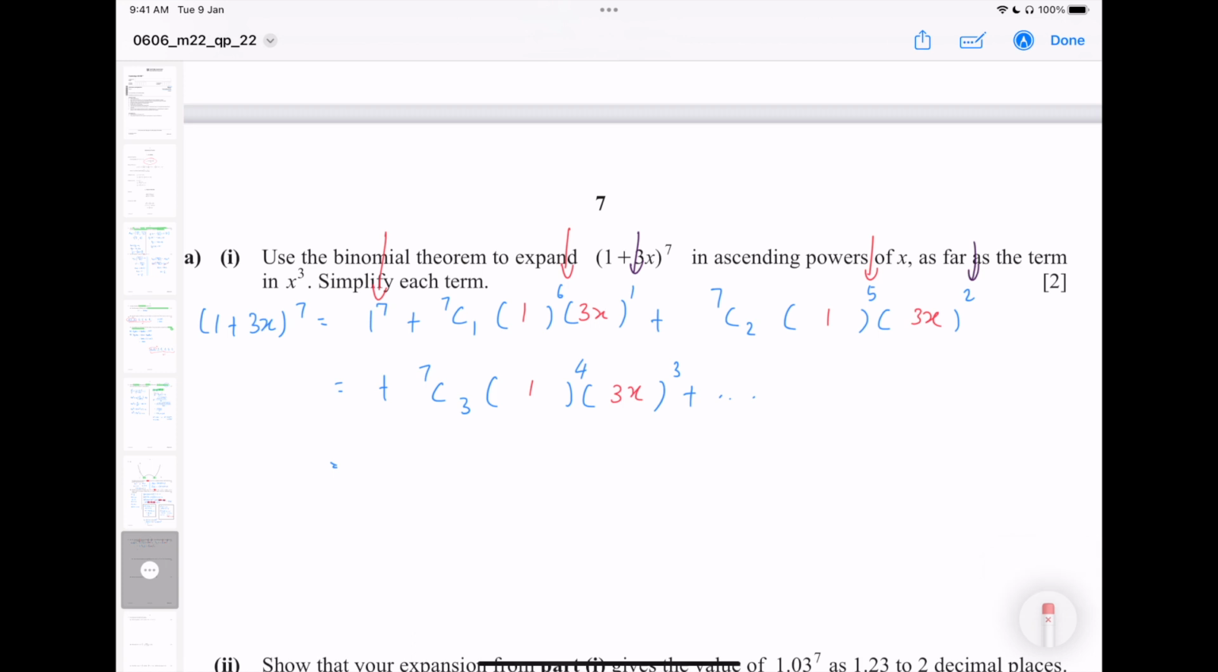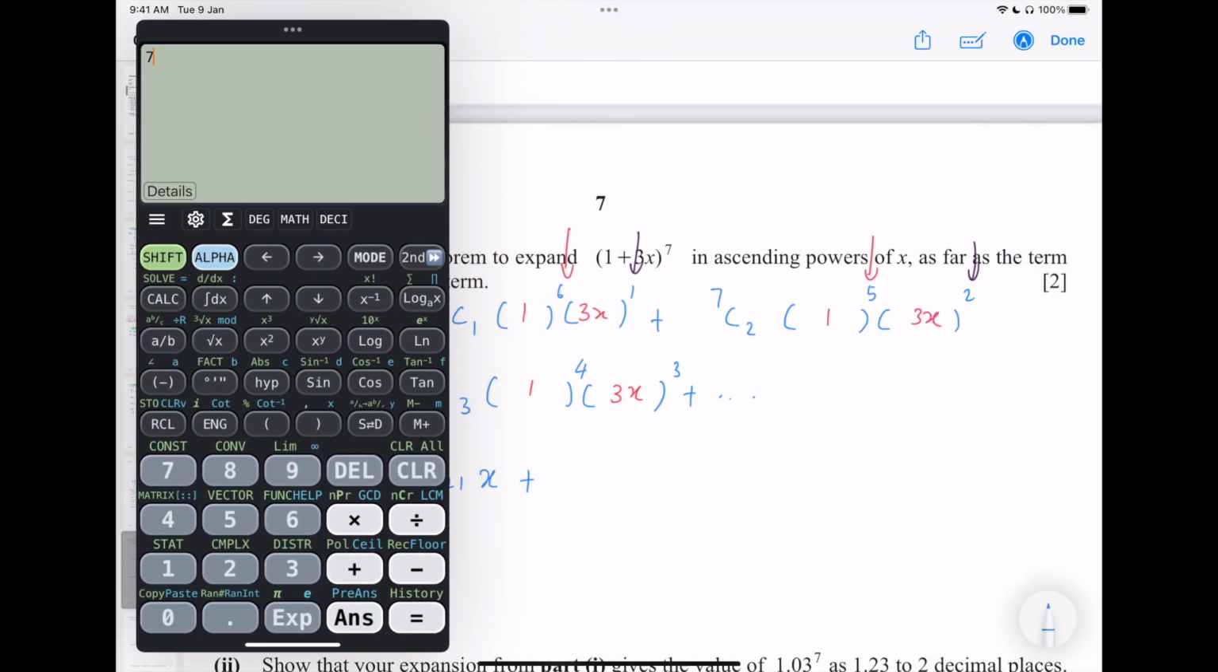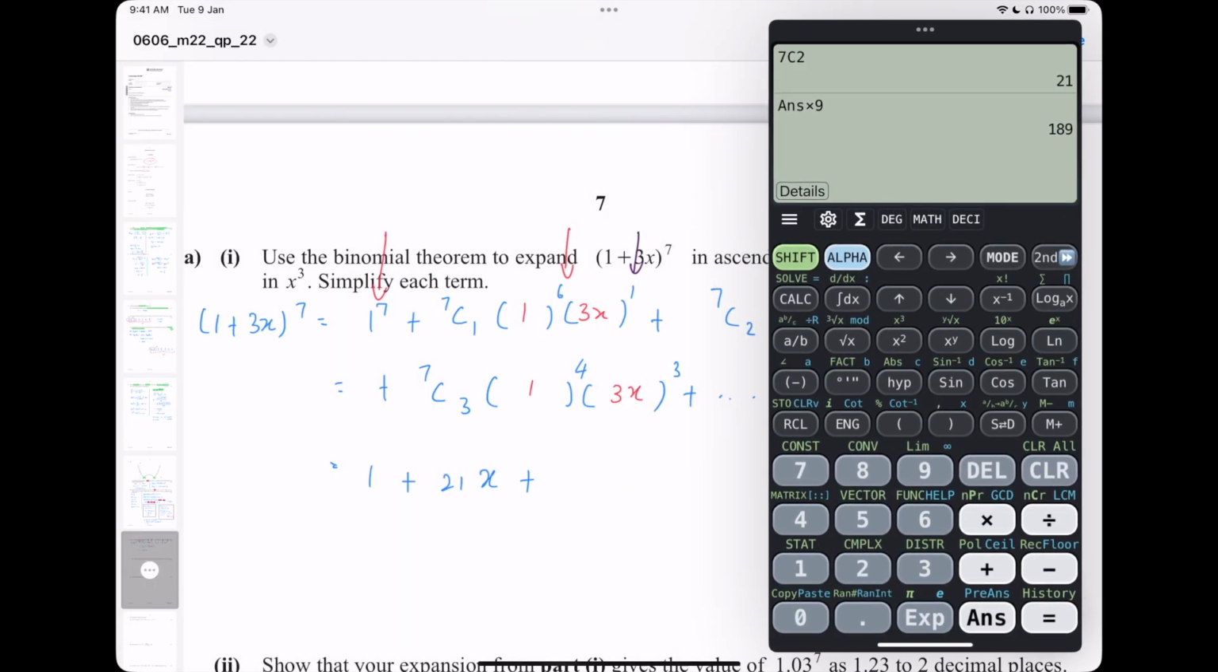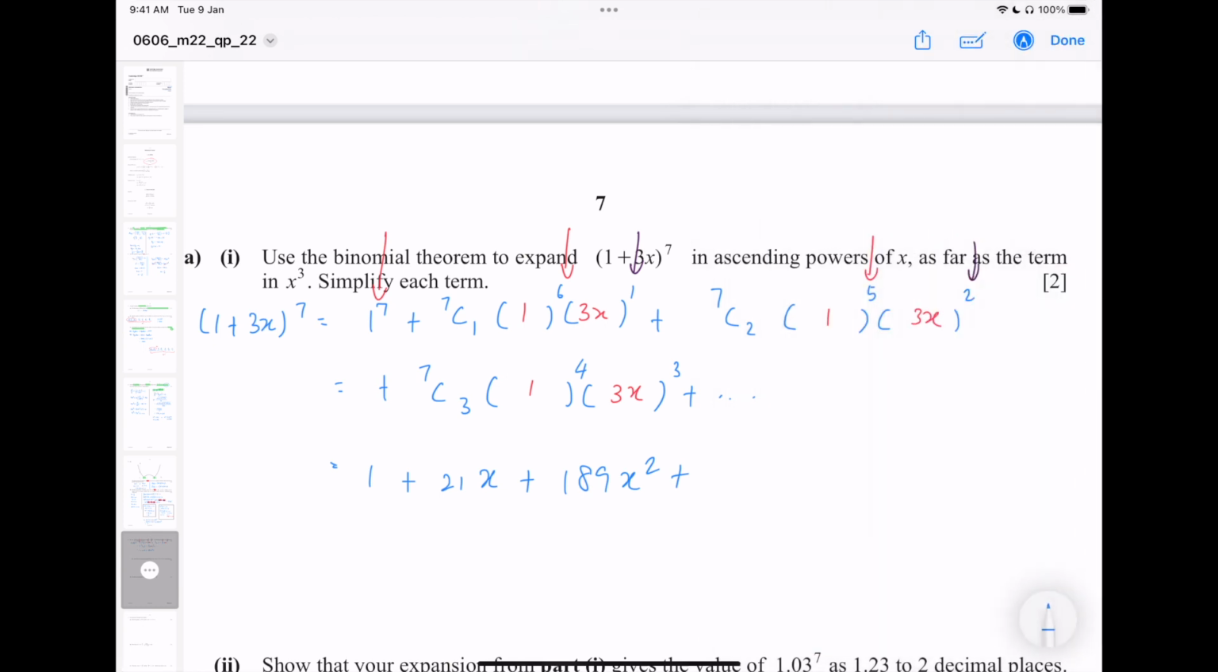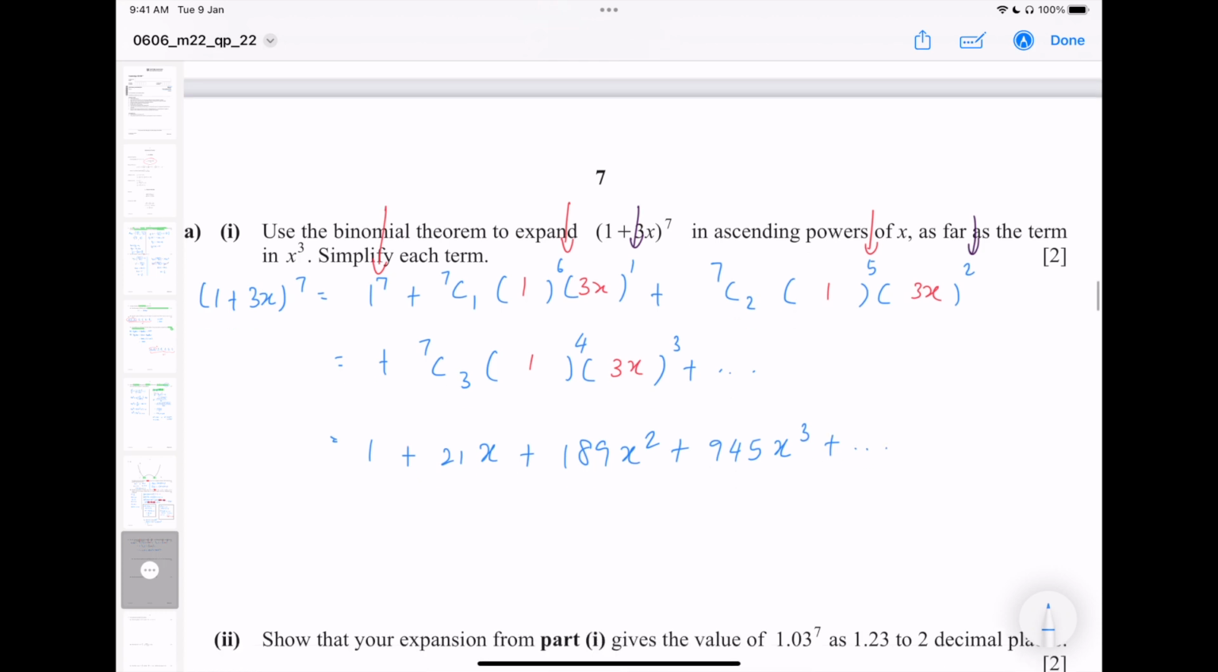Alright, we'll simplify. 1 to the power 7 is 1. 7c1 is 7 times 3, so 21x. Plus, okay, I need my calculator. 7c2 times 1 to the power 5 is 1, so I can ignore that, and then 3x squared, that's going to be 9, so 189x squared. Plus, you can see that the next term is going to be x cubed, right? 7c3 times 1 to the power 4 is 1. 3 cubed is 27, so it's going to be 945x cubed plus dot dot dot. So you can see that I have x cubed and I've simplified. This is how you get 2 marks.